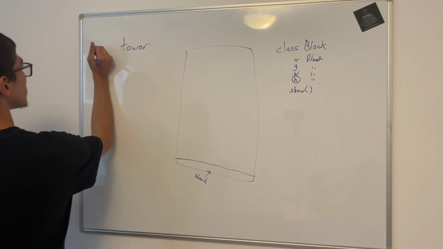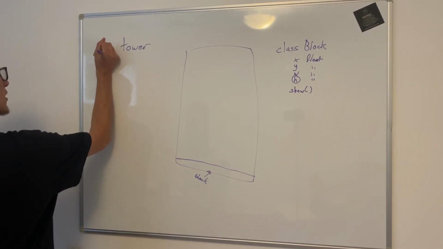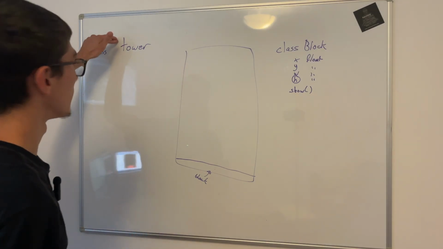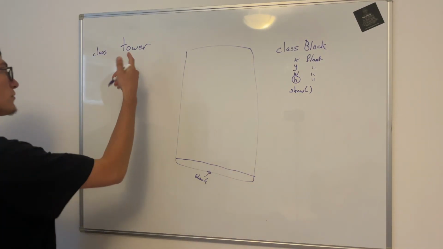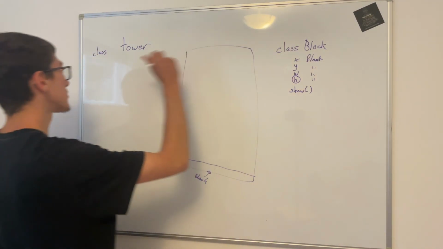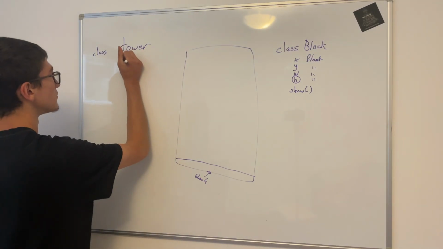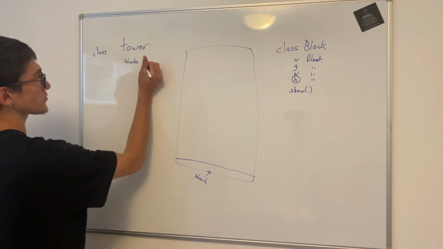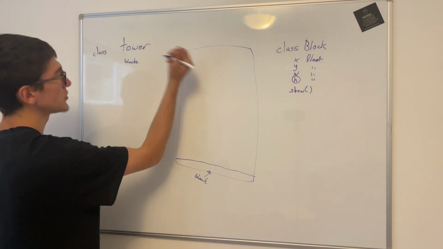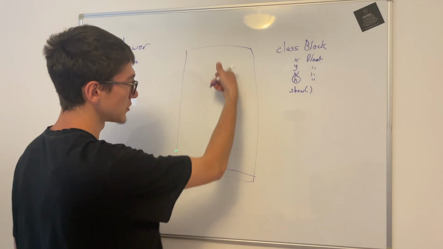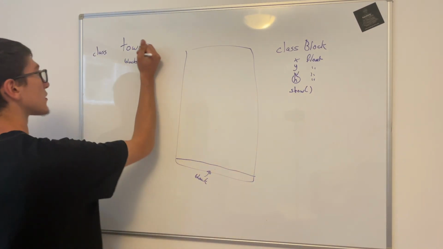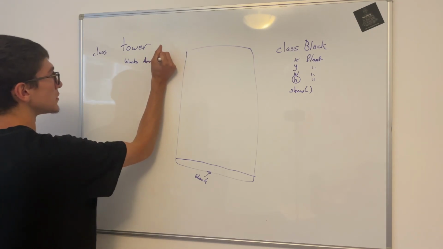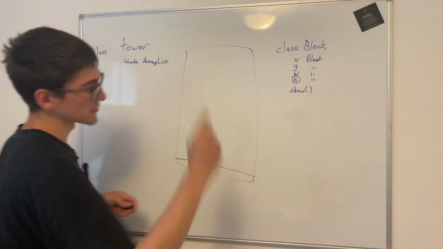And we'll have also the class tower. This will be basically the main game object, right? So what will we have in here? We'll need a list of blocks for sure. So call it blocks. I'm going to do an array list just because we're not going to know how many blocks we're going to stack to begin with. So let's do array list, array list of blocks. What else?